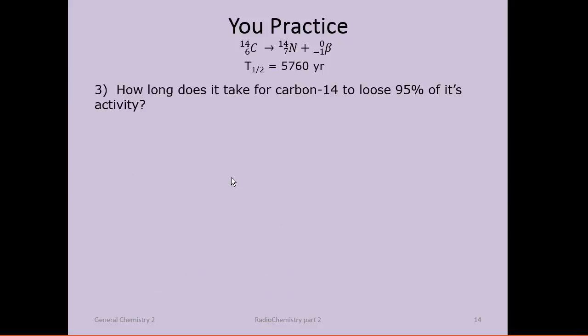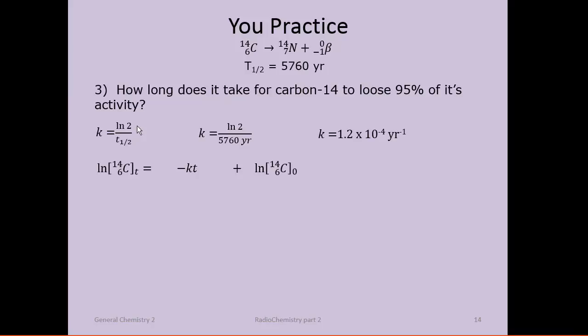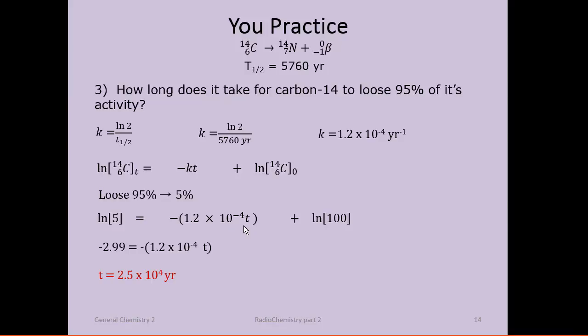Final problem, how long does it take for carbon-14 to lose 95% of its activity? This is just a reminder to make sure you read carefully what the question is asking for. It's not reducing activity to 95, it's lost 95, so the final activity ends up at 5%. So same process, by my K, I go in, plug and chug. So now I can say, well, if I started at 100%, I end up at 5%, plug and chug, solve for T, it ends up 2.5 times 10 to the 4 years.